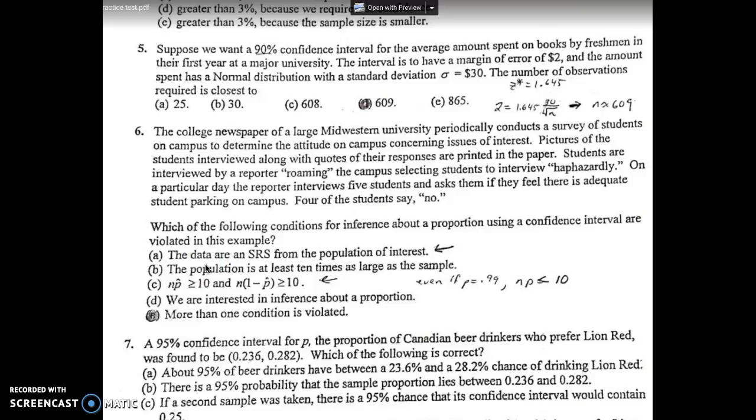I looked at B. B said the population is at least 10 times as large as the sample. My sample was 5. I'm sure there's more than 50 students that go to a large Midwestern university, so it's not B. Then np and nq being greater than 10. Well, if my sample is 5, and p and q values have to always be between 0 and 1, the largest possible value I could have for either p or q is basically 0.99. If I did 0.99 times 5, I'm going to get something that's less than 10. So this C option is violated also, which means that my answer for this is E, more than one condition is violated.